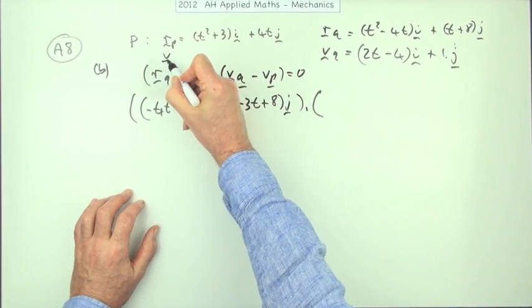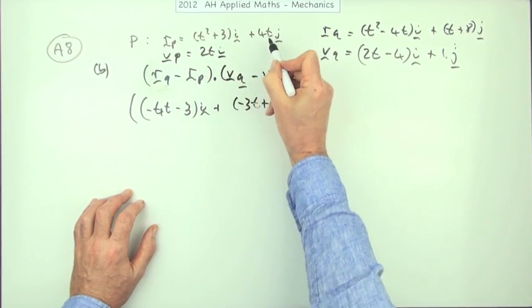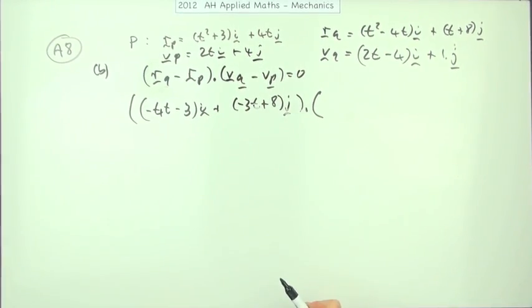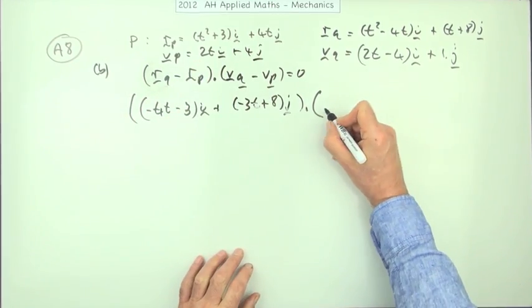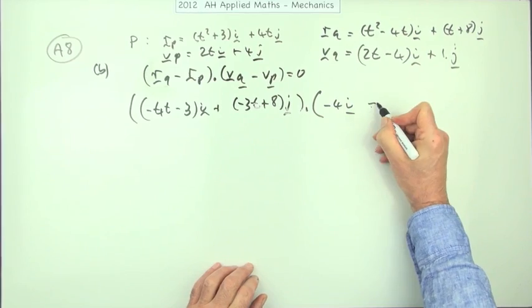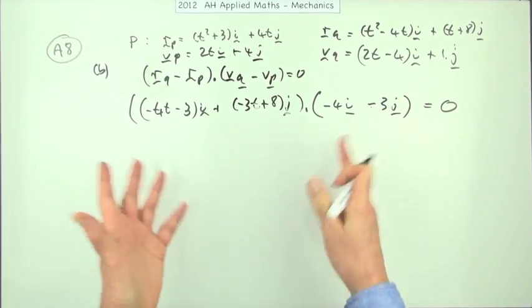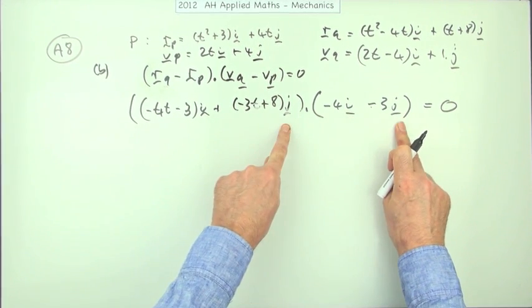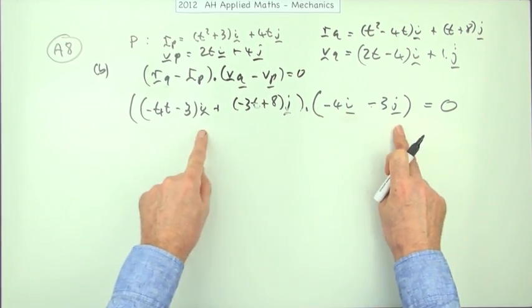And what's the velocity of P? Well, that'll be 2t just of I, plus 4 j. So what's the relative velocity? This take away that, so that'll be a negative 4i. This take away that, that'll be a negative 3j. And all of that should come to 0. Now it's just a case of doing that multiplication. The only ones that matter are I dot I and j dot j, because they produce a 1, because the mixtures, the perpendicular ones, produce zeros.